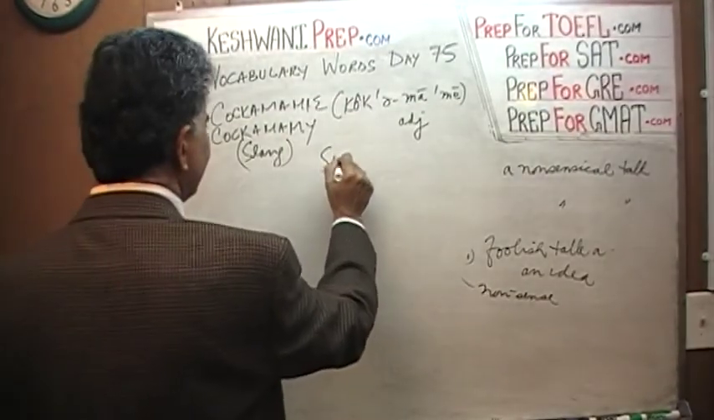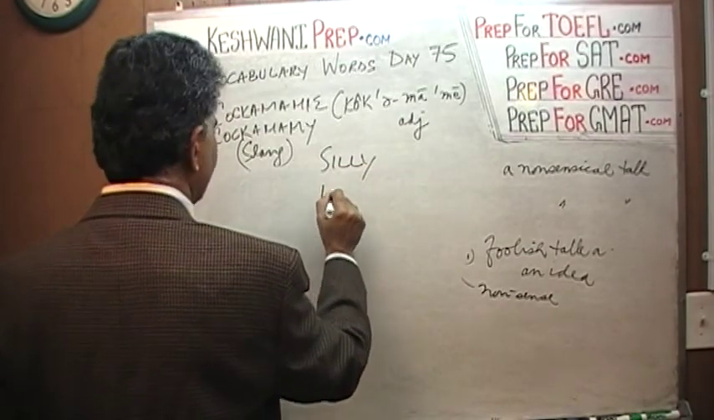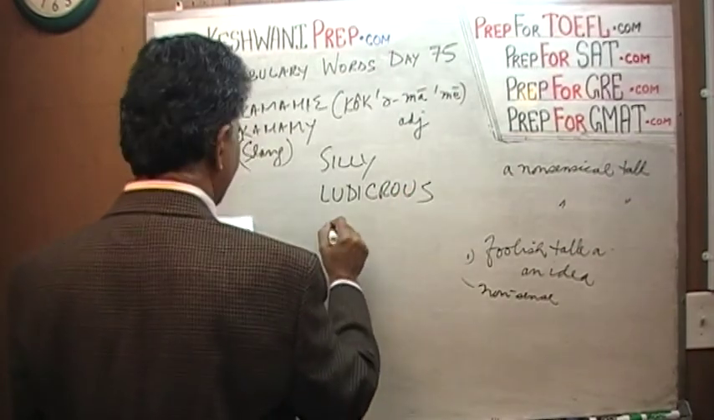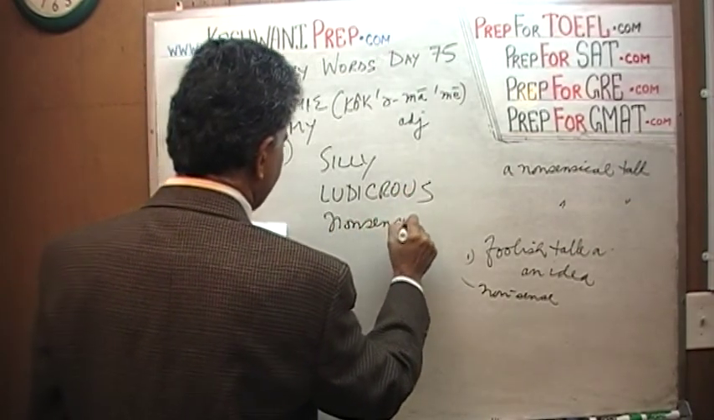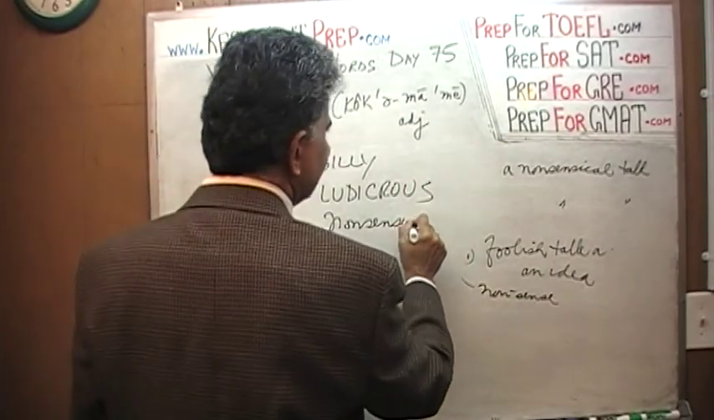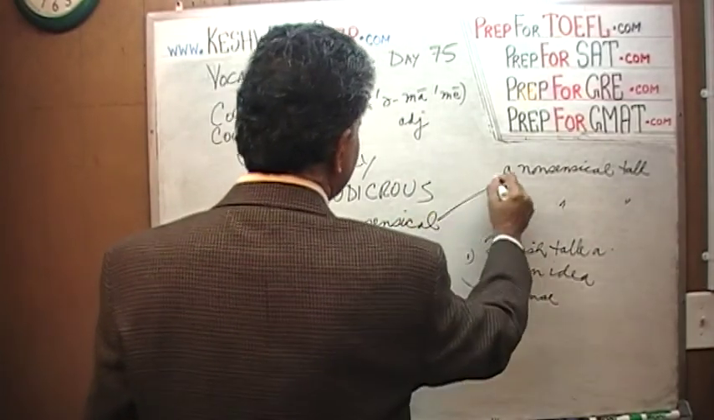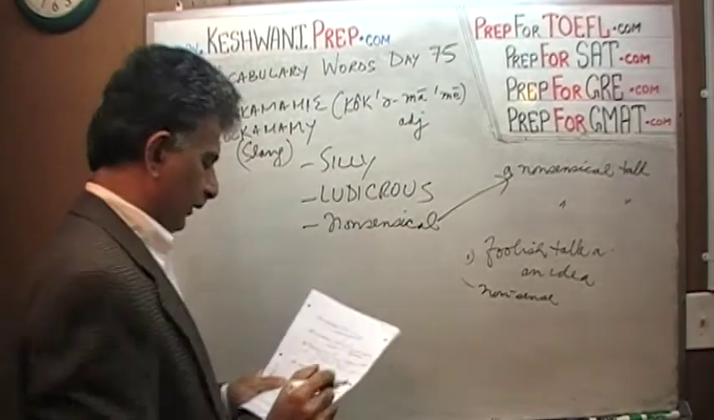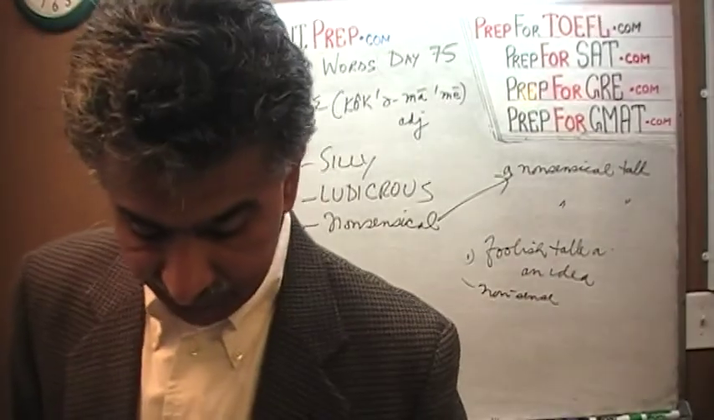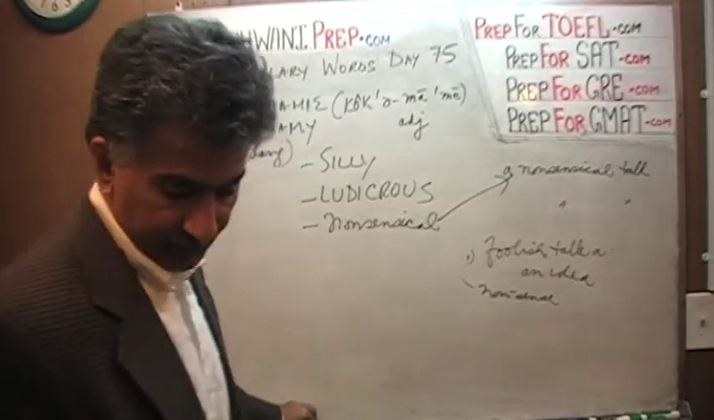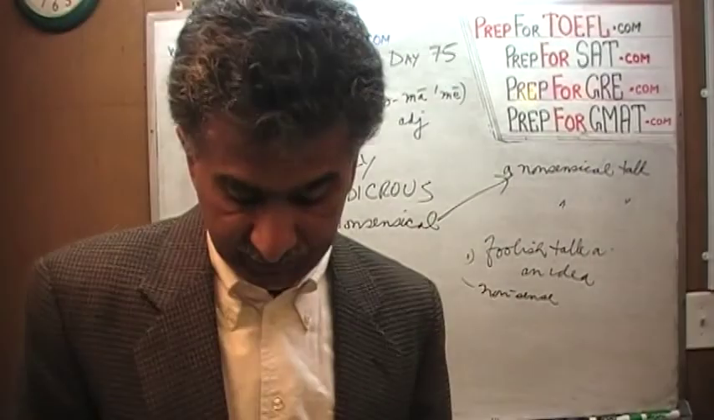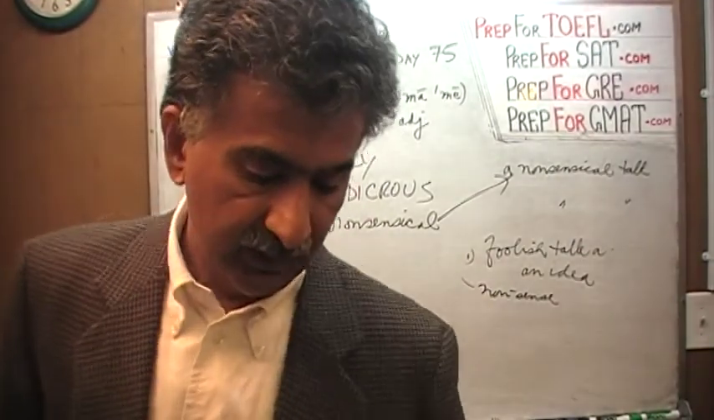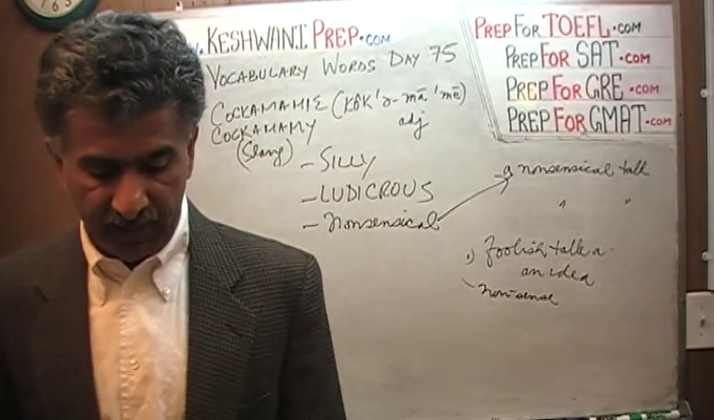So cockamamie is something that is silly, something that is ludicrous, something that is nonsensical. You can describe somebody's idea as a cockamamie. That is a cockamamie idea. That's a cockamamie theory. He told me that my plan, he found it to be cockamamie. Cockamamie plan.